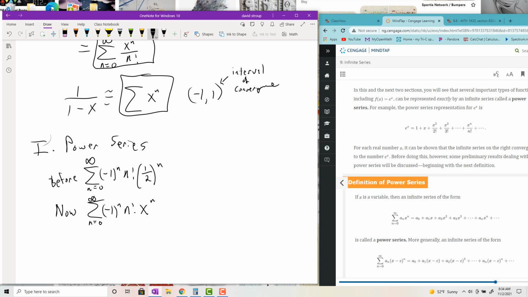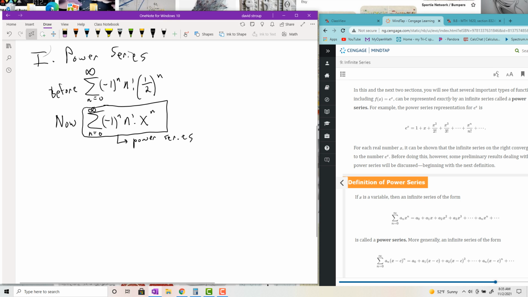So anyways, what are these things then? These things with variables in them instead of the numbers, they're called power series. Okay, so this right here is a power series now. And we want a general representation of a power series. So in general, we will say a power series basically has the form of an infinite polynomial, an infinitely long polynomial.